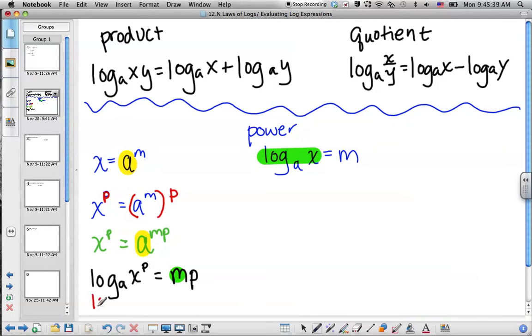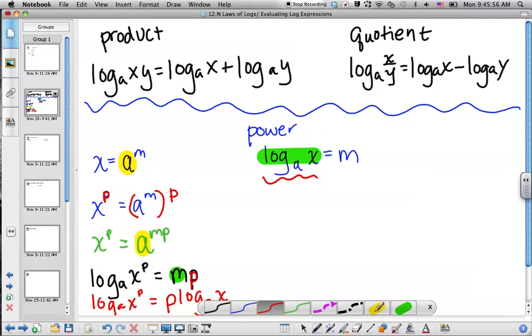So the log base a of x to the p is the same thing as p times our m value, so log base a of x. If we notice here, we can see that if we have some value raised to a power, that power just comes right out front. So let's go ahead and apply this to a few examples.